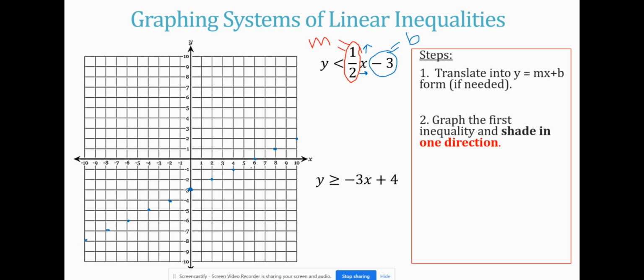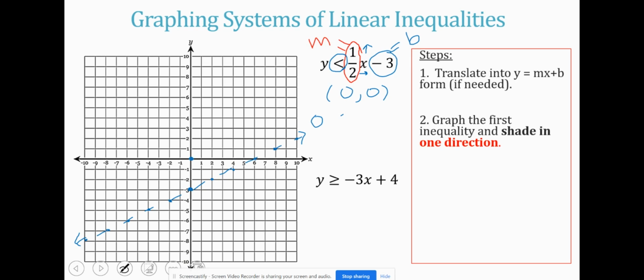Okay, before I connect these, I want to identify if it's going to be a dashed or a solid line. Here our inequality symbol is a less than sign, so that tells us it's going to be a dashed line. So I'm going to just connect these with a dashed line. Okay, so now I also want to do the shading before I graph the other line. So we're going to pick a test point. I'm going to pick the test point 0, 0. And I'm going to plug those values into our linear inequality.